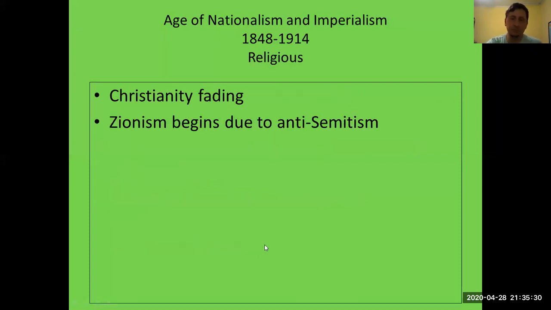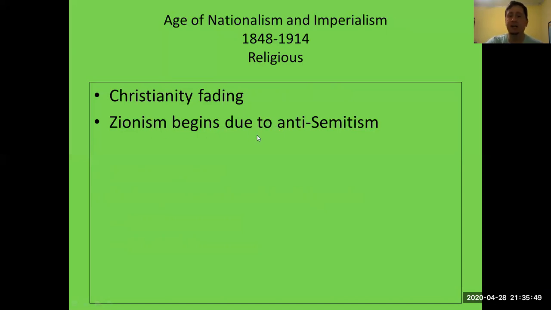Religiously speaking, Christianity is beginning to fade in popularity. Not to say it's not there. I mean, it's 2020 and it's still a huge factor in many countries across Europe. But it's not as popular. It's not as powerful as it once was on the political scene.